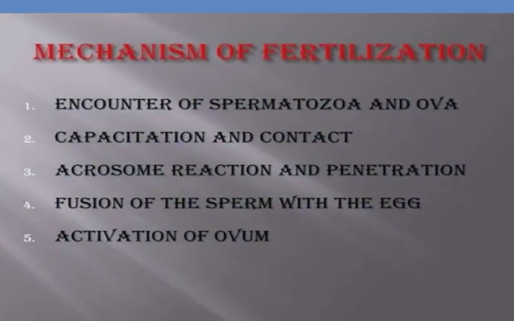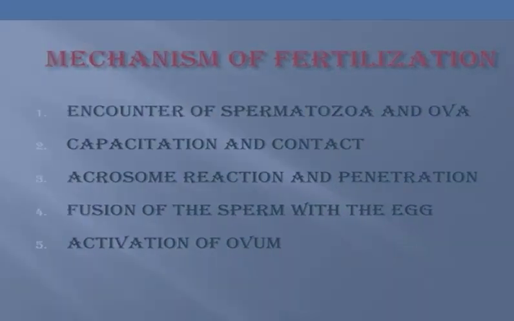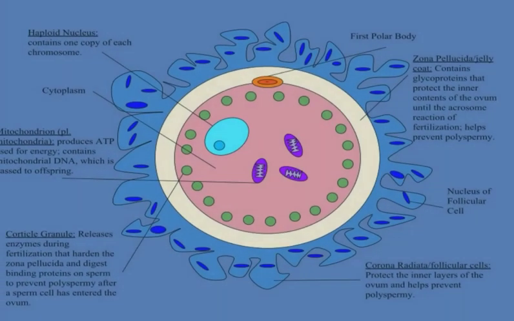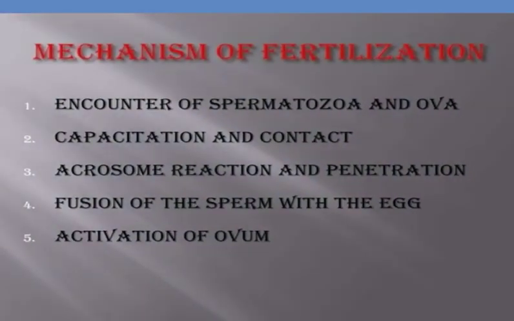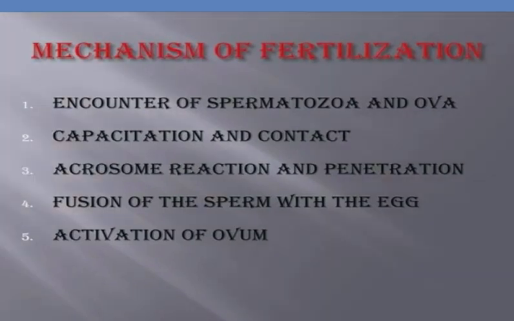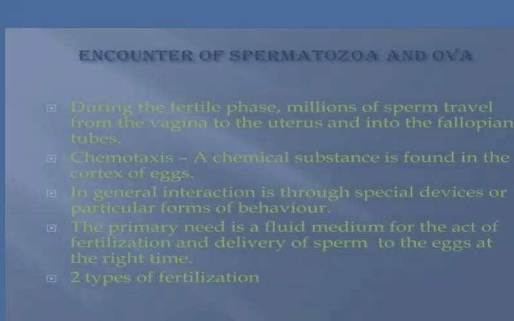Then the mechanism of fertilization. The fertilization process in humans takes place in several stages involving both chemical and physical events. The different stages of fertilization in humans are: encounter of spermatozoa and ova, capacitation and contact, acrosome reaction and penetration, fusion of sperm with the egg, and the last step is activation of the ovum. So these are the steps.